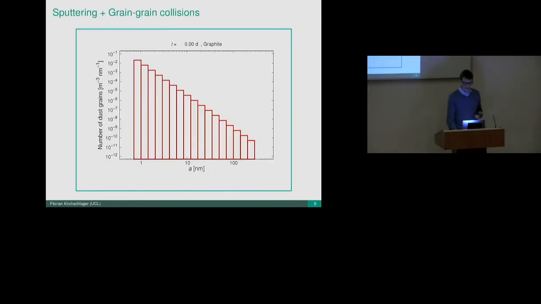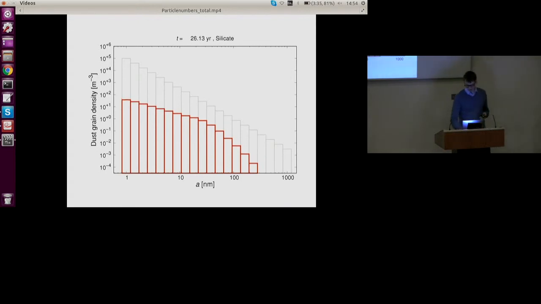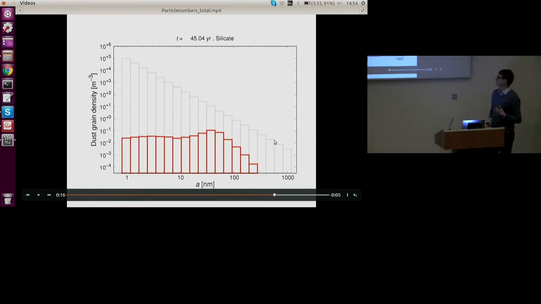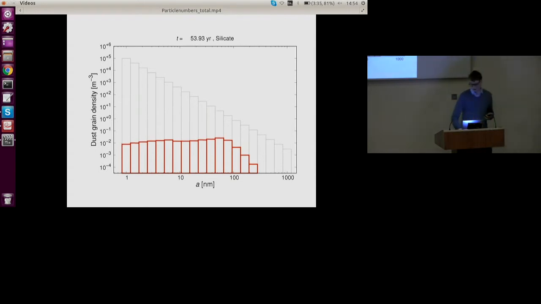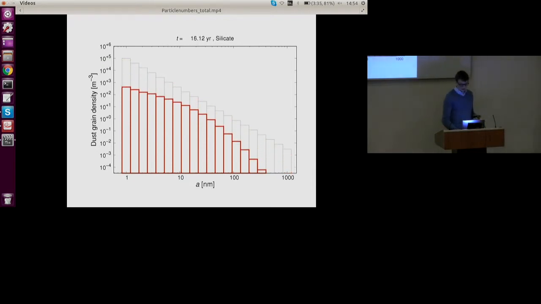a significant effect. Okay, this is now a grain size distribution. On the x-axis, the grain size. On the y-axis, the number density. Please note that this is a logarithmic scale. And we can evolve it now with time. What you see is that the number of dust grains is decreasing. And there are two different regions in the plot. For the large dust grain sizes, mostly grain-grain collisions are destroying our material. And for the small dust grain sizes, sputtering is the dominant dust destruction. In this simulation here, almost all dust is destroyed.